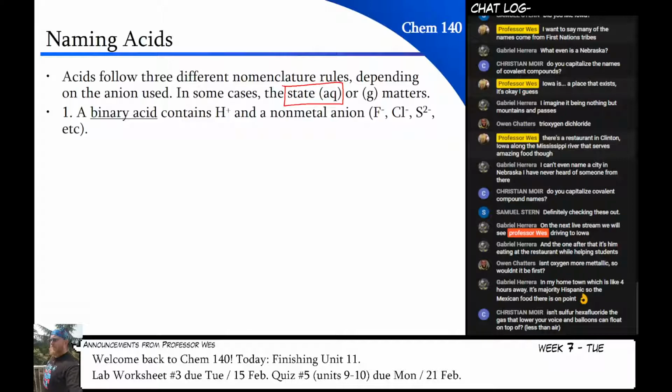So, rule number 1, you're only going to fall into one of these rules. So, you're either going to be 1, 2, or 3. And there are some subsets for these rules that we're going to go over in a second. So, if you are a binary acid, then it contains H and some other element as an anion. So, that could be F, Cl, S, Se, Br, I, etc. And those will all have a charge on them, -1 or -2 or whatever it ends up being.